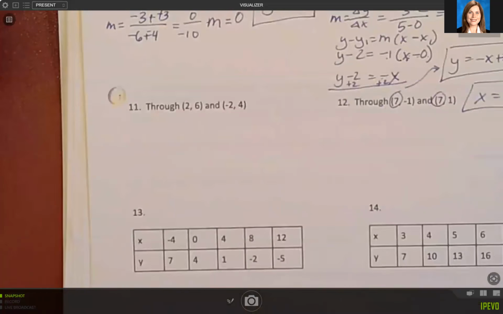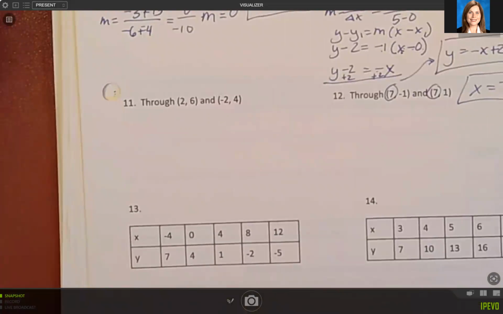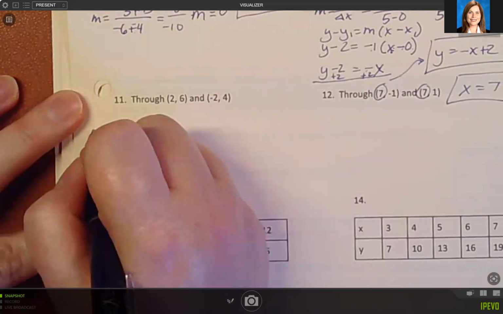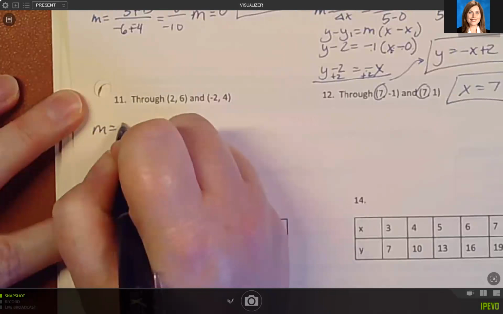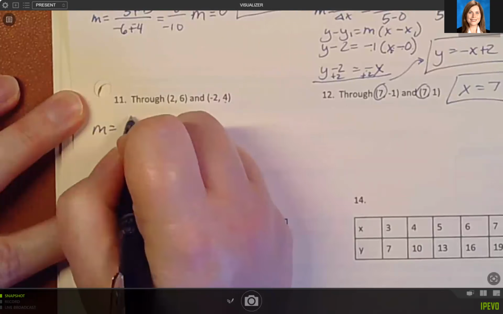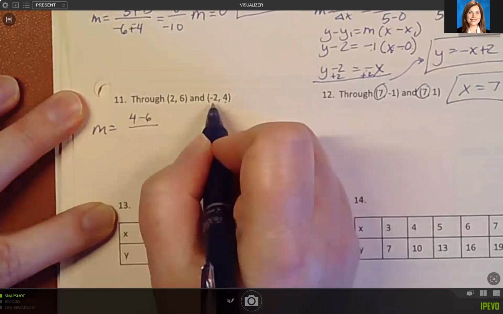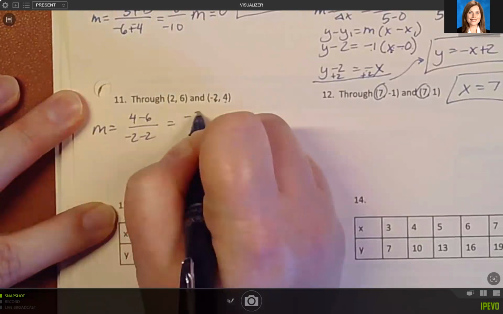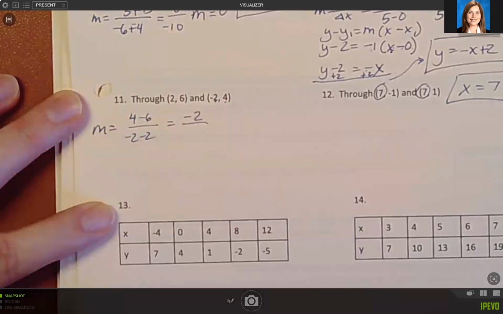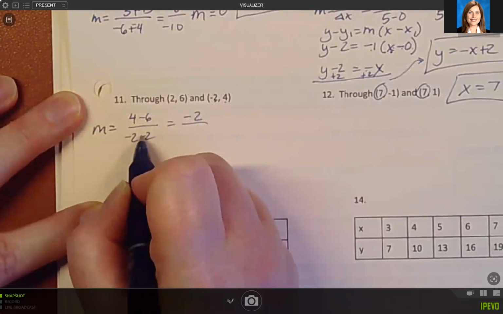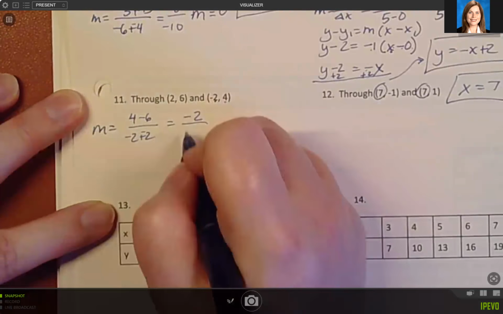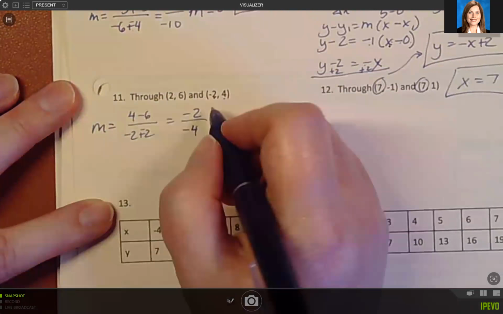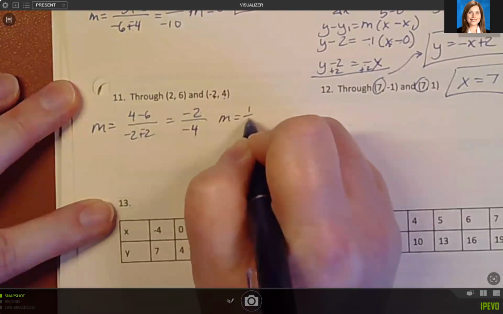Write the equation of the line that goes through the point (2, 6) and (-2, 4). So our slope is change in y over change in x, 4 minus 6 over -2 minus 2. 4 minus 6 is -2. -2 minus 2, you could never subtract, add the opposite, is -4. A negative divided by a negative is a positive. 2/4 simplifies to 1/2. So our slope is 1/2.